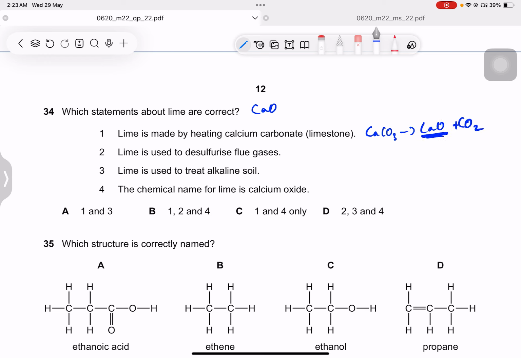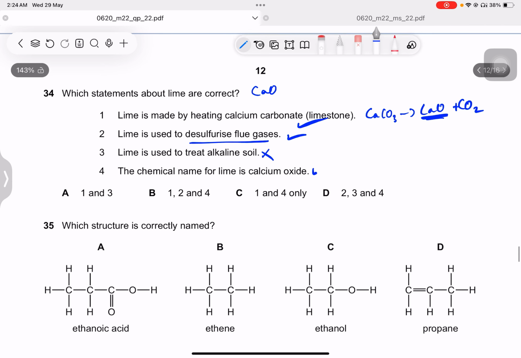So yes, calcium oxide is formed. So this is true. Lime is used to desulfurize flue gases. Yes, you just have to remember this. Alkaline soil, no, it itself is alkaline because it is a metal oxide. Next, the chemical name for lime is calcium oxide. I already told you this. So 1, 2, and 4 are correct.